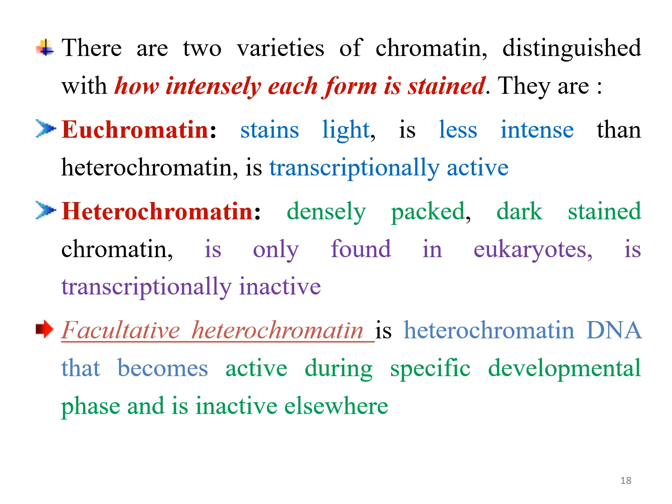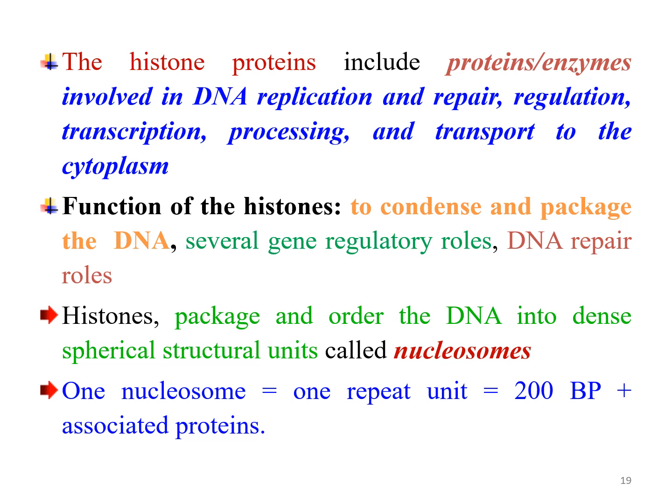Facultative heterochromatin is heterochromatin DNA that becomes active during a specific developmental phase and becomes inactive elsewhere. The histone protein includes proteins or enzymes involved in DNA replication, repair, regulation, transcription, processing, and transport to the cytoplasm. The function of this histone protein is to condense and package DNA.